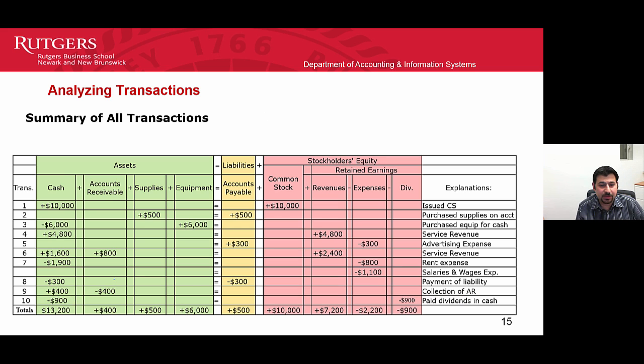Now, if we look at a summary of all the transactions that we had, we can see that the two sides of the equation are equal, and they must be equal at all times.